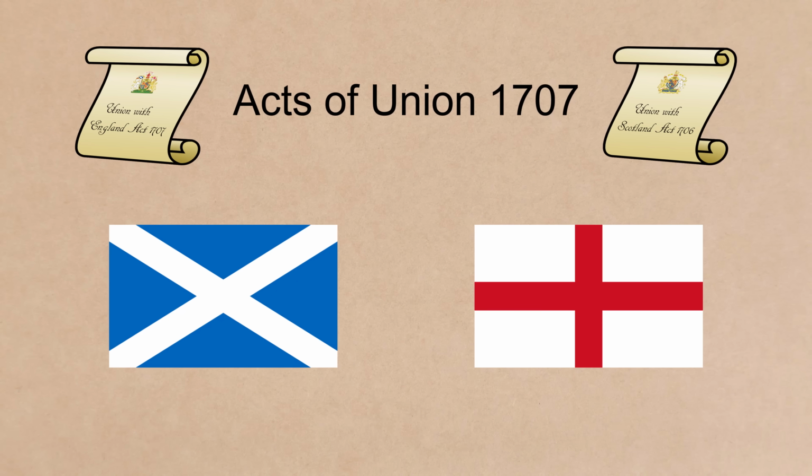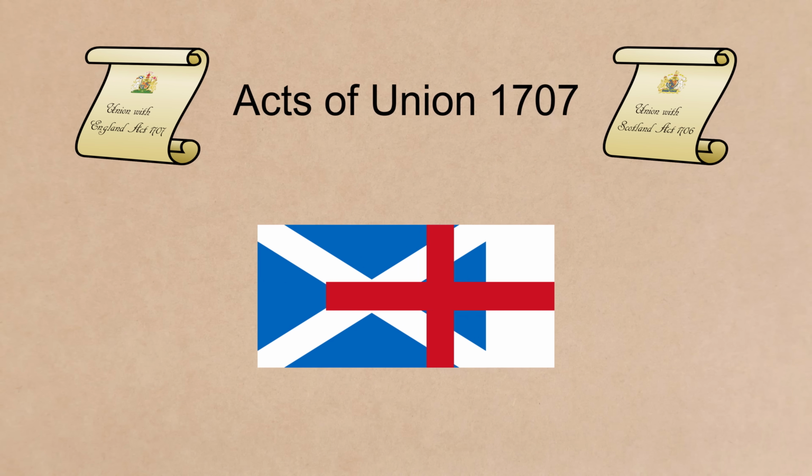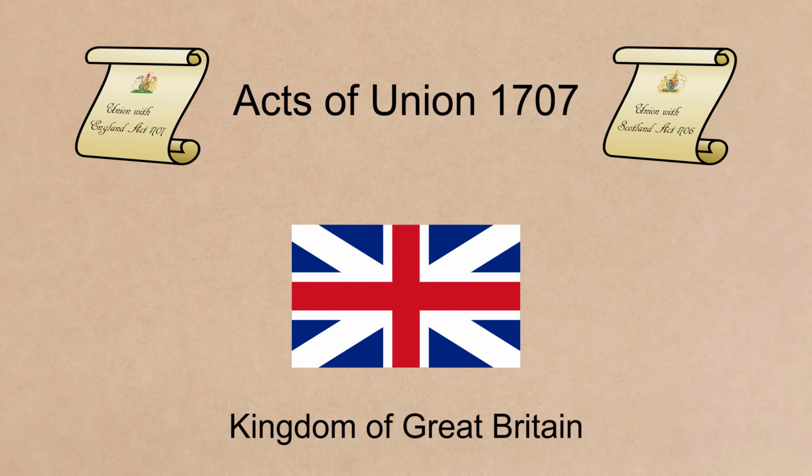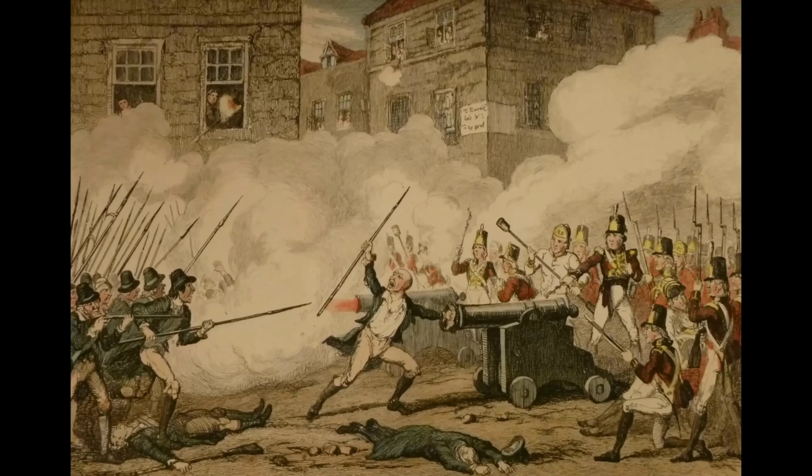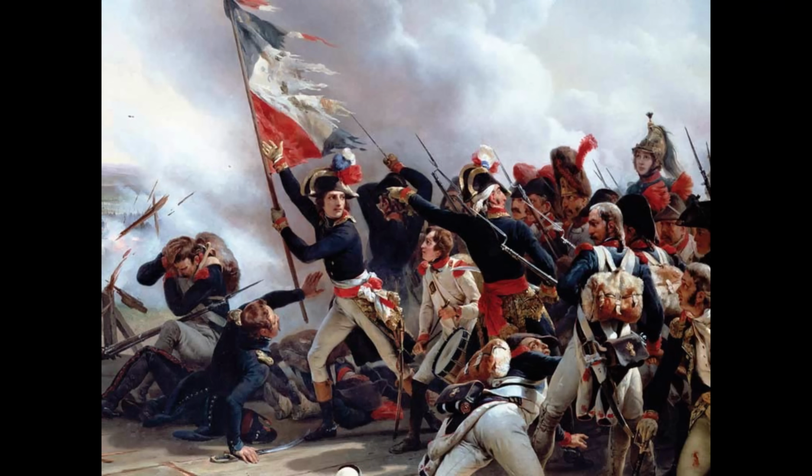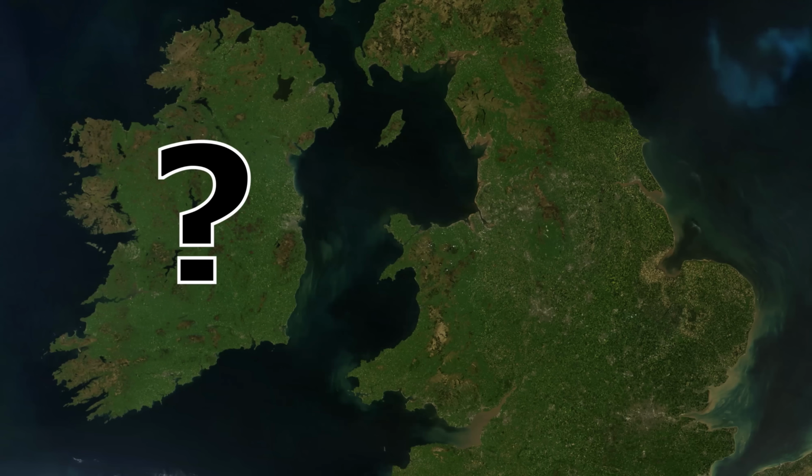In 1707, the Kingdom of Scotland and the Kingdom of England joined to create the Kingdom of Great Britain. And then in 1798 there was an uprising against British rule in Ireland in the Irish Rebellion of 1798, inspired by the French Revolution a decade earlier. The rebellion failed, but it caused a lot of uncertainty on the political situation of Ireland.